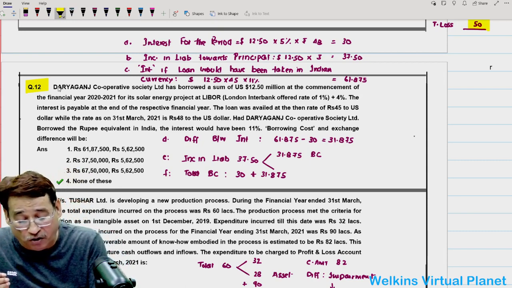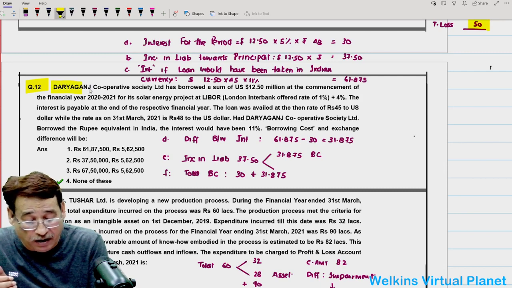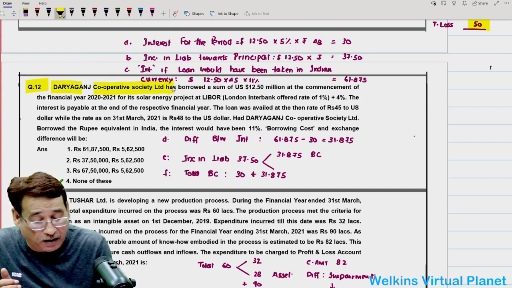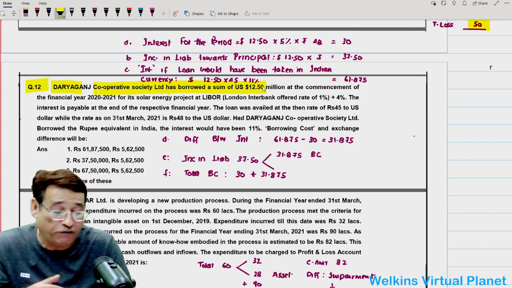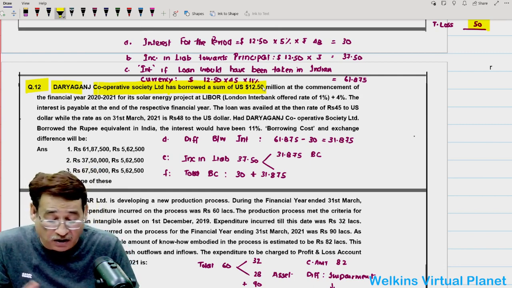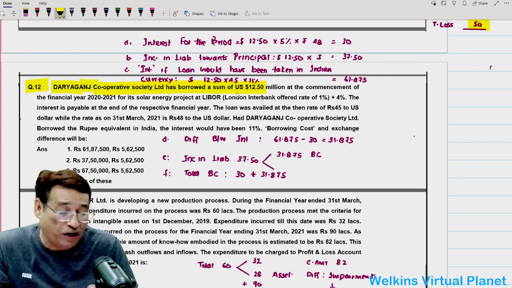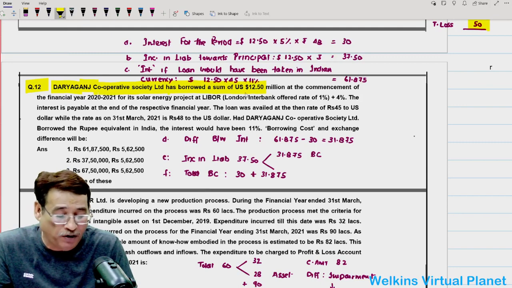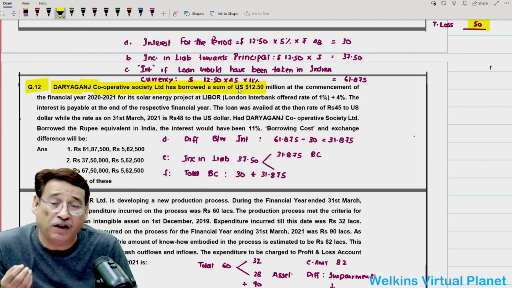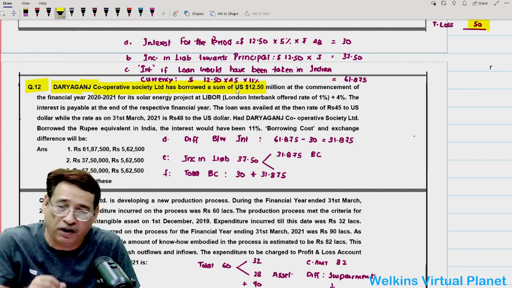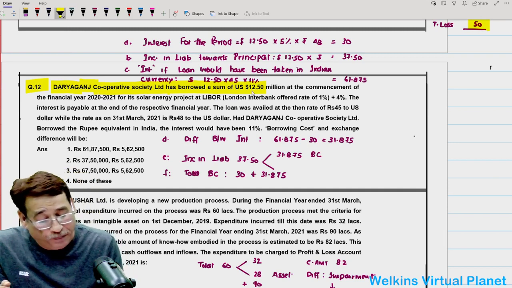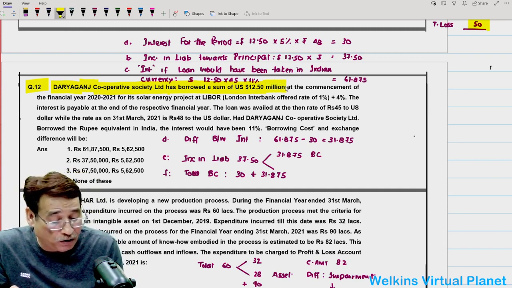So, Daryaganj Cooperative Society Limited has borrowed a sum of 12.5 million. They took a loan of US dollar 12.50 million. That means they have taken a loan from outside India, quite naturally, because if they had taken the loan from India, it would have been in Indian currency. But they have taken the loan in foreign currency, which indirectly means they have taken the loan from a foreign organization or a foreign country. The total amount is 12.50 million.